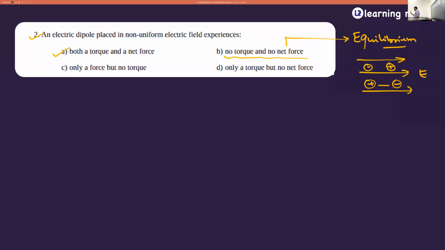All that you have to know is, for stable equilibrium, the angle between the dipole moment and electric field should be zero, and for the unstable, it should be 180 degrees. And remember the condition under which it is derived: when a dipole is placed in uniform electric field. So that is why I drew uniform electric field and I drew the positive and the negative charge.